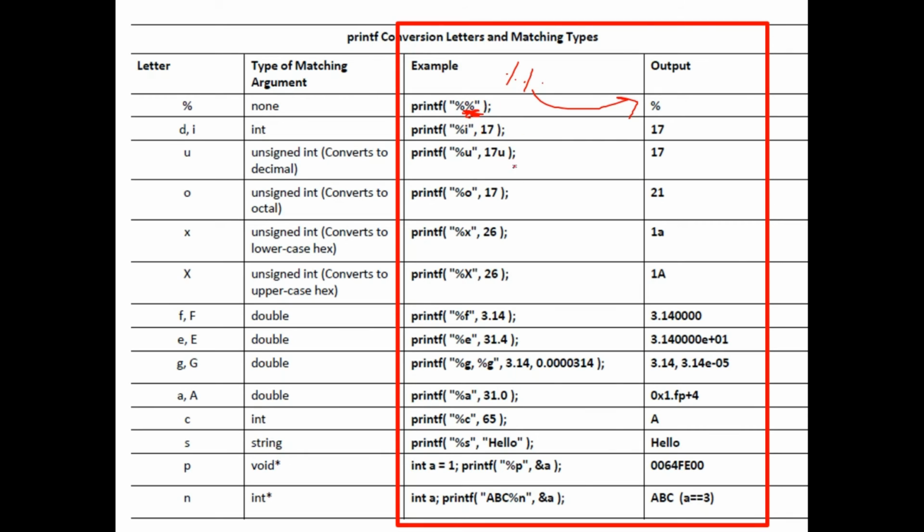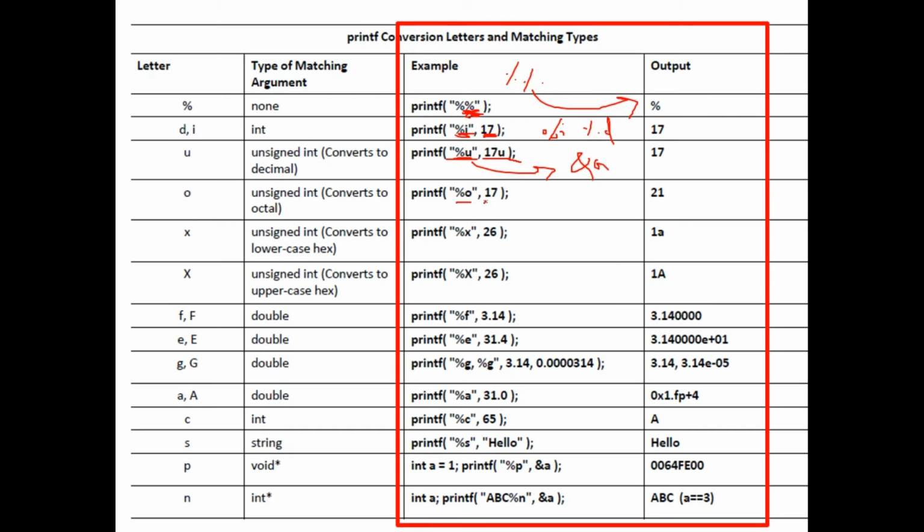And other than this, if you want to print the constant integer value 17, you can write either %i or %d at this place. If you want to print unsigned 17, you can write 17U, U for unsigned int, and use %u. Or in another case, for printing the address of any variable, you will also use %u.